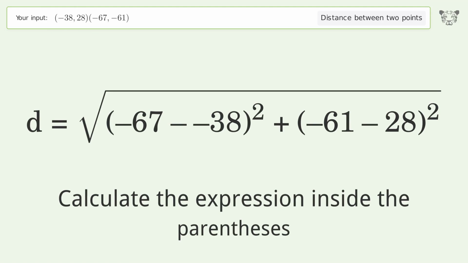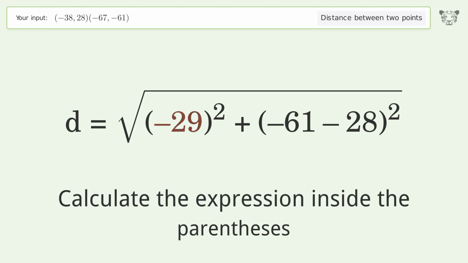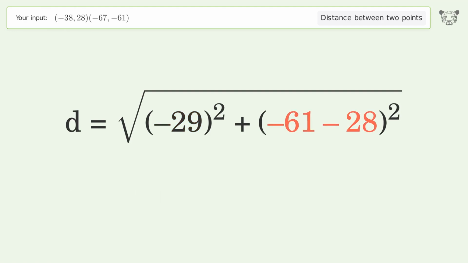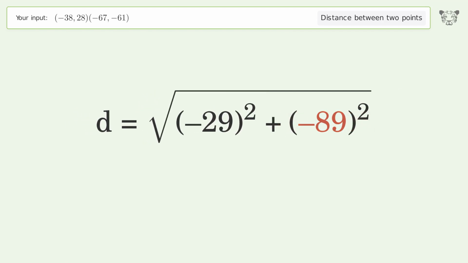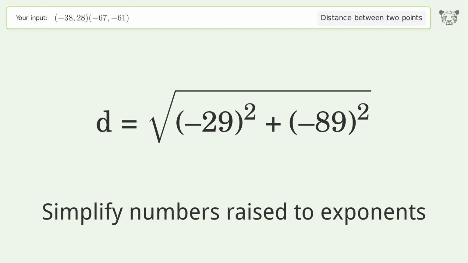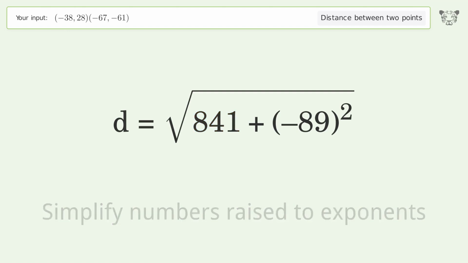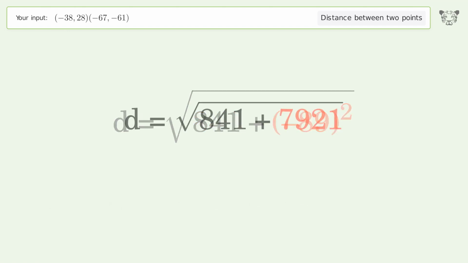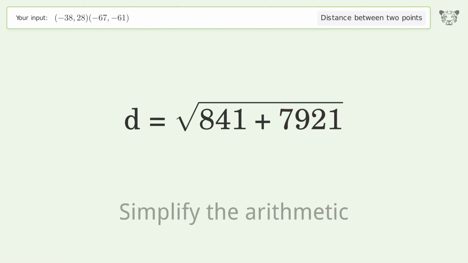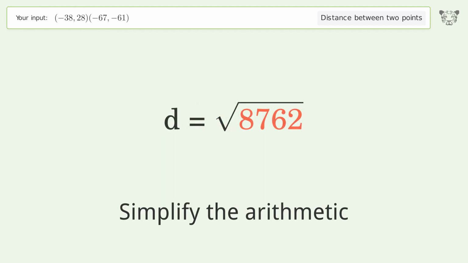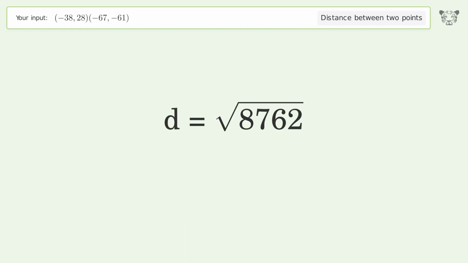Calculate the expression inside the parentheses. Simplify numbers raised to exponents. Simplify the arithmetic. And so the distance between the 2 points is the square root of 8,762, or 93.606.